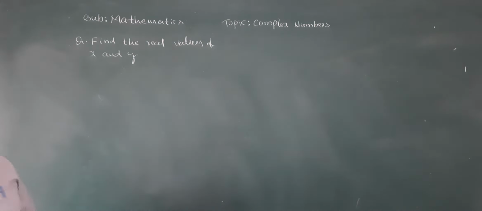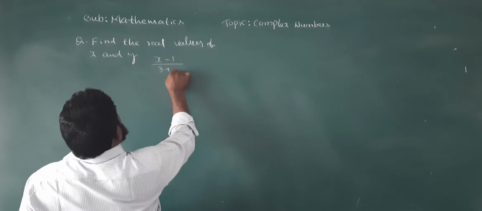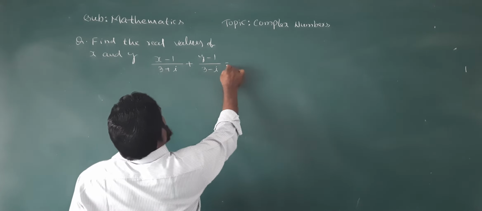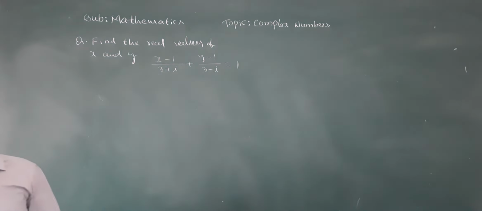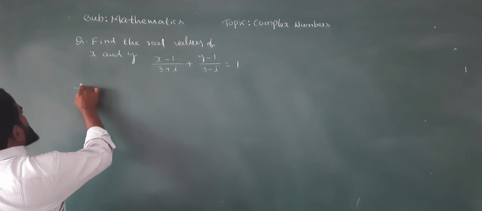If (x minus 1) by (3 plus i) plus (y minus 1) by (3 minus i) equals i. Let us see how we do this problem. Understand? Okay. Now we are going to do this problem like this.